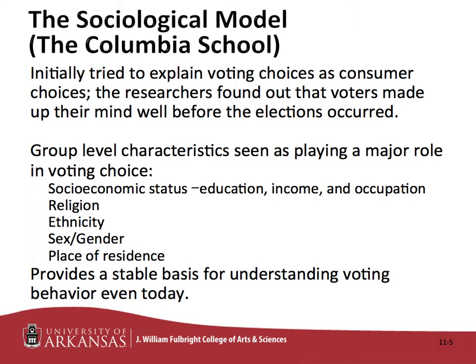So the group level characteristics that these people had was seen as playing a major role in voting choice. This included socioeconomic status, which, as we've seen previously, includes education, income, and occupation. It includes religion, a person's ethnicity or race, their sex and gender, and their place of residence. So while this model was started in the 1940s, it has proved to be rather stable over the years, providing us understanding of voting behavior even today. It provides a baseline from which other approaches have been utilized.